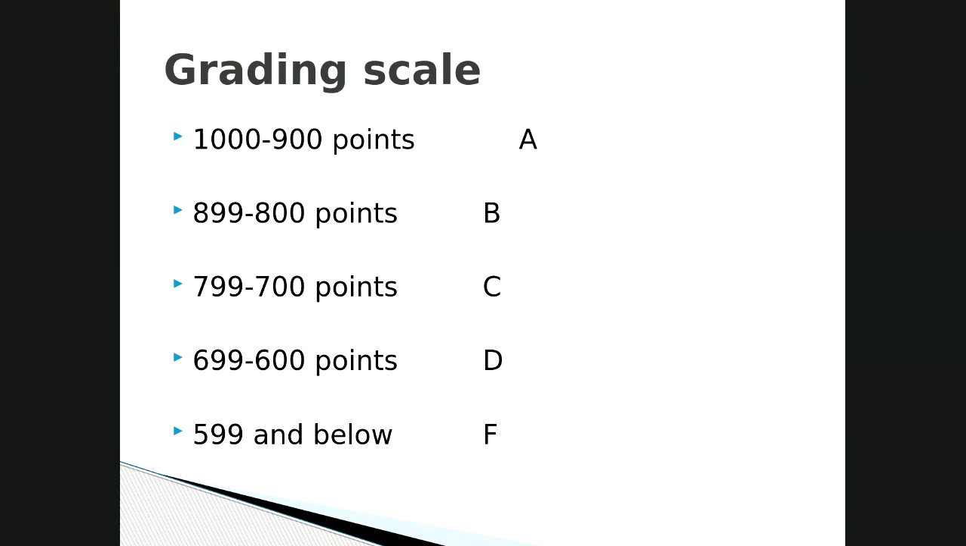This is the grading scale. So 1,000 to 900 points is an A, 899 to 800 is a B, etc. So that gives you an idea of what you need to do, what you need to get in order to get the various grades.